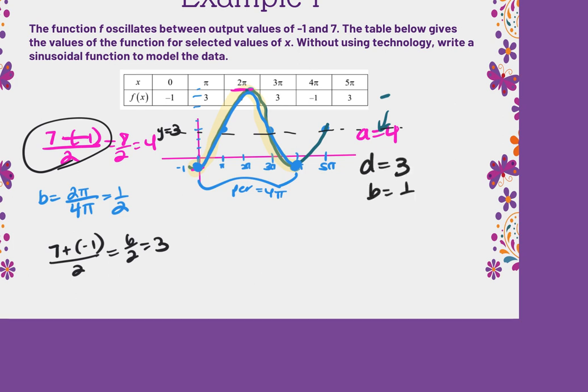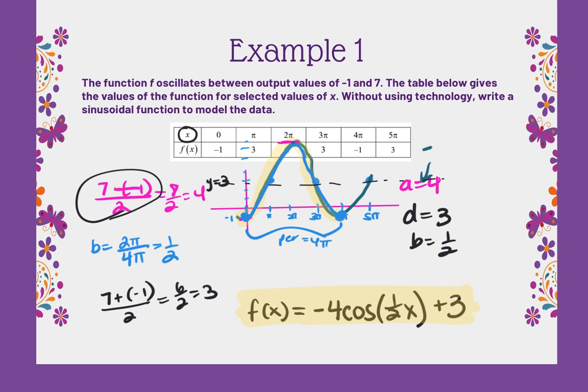And B was 1/2. So I get y equals, or f of x, actually in this case it's f of x. F of x equals the A, which was the -4 because it's upside down, amplitude of 4. We're doing cosine. B goes inside the parentheses, so 1/2 x, or theta. I'm using x just because they used x here, but you could also use theta. And then my vertical shift, which is up 3, so +3. And there's my sinusoidal function.